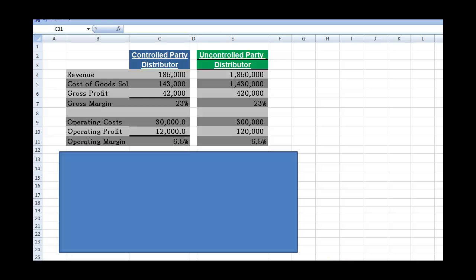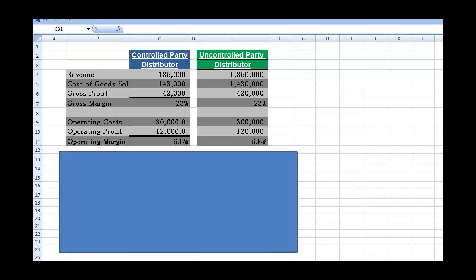Welcome to this video tutorial about inventory adjustments. In this tutorial we're going to show how the adjustment actually affects the profit statement of an uncontrolled party that you're using as a comparable in your transfer pricing analysis.